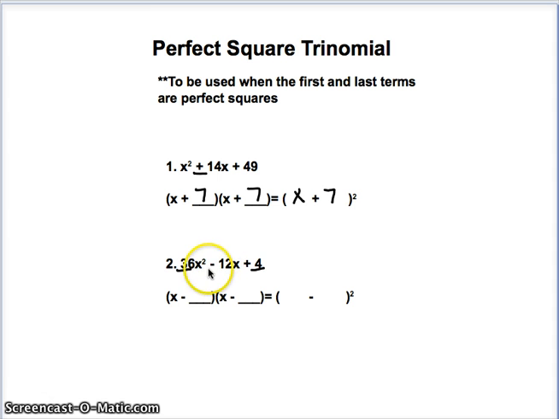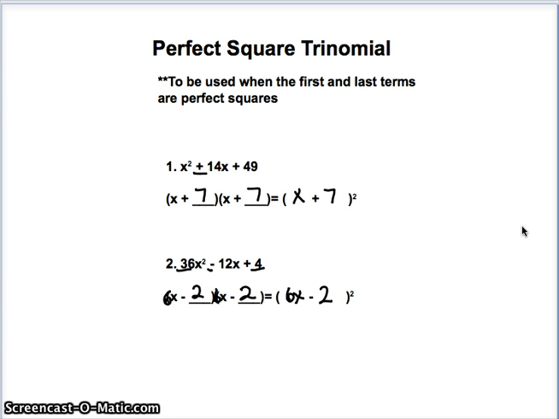I take the sign of the middle term and I'm going to do 6x for each of the first terms and 2 for my last terms. Again, I get 6x from taking the square root of the first term, and I get 2 from taking the square root of the last term. I can rewrite my two binomials as one binomial squared and write it as 6x minus 2 squared.